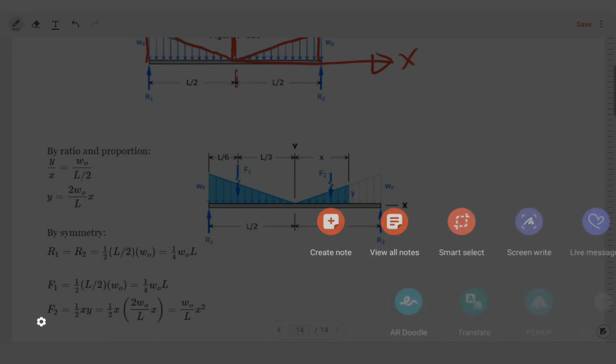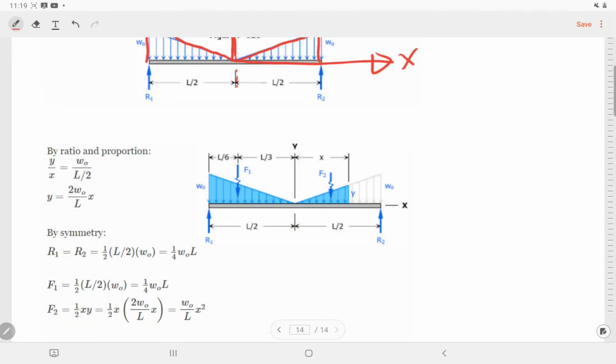Of course, we know the first step is to find the reactions. We have reaction r1 and reaction r2. How can we find the reactions? We're going to find them by symmetry. By symmetry, r1 equals r2. Because it is symmetric, they are equal. So how much? You see each triangle has a force.